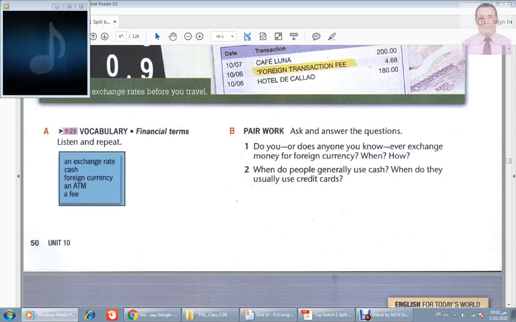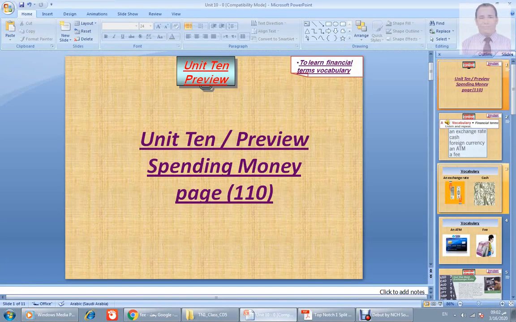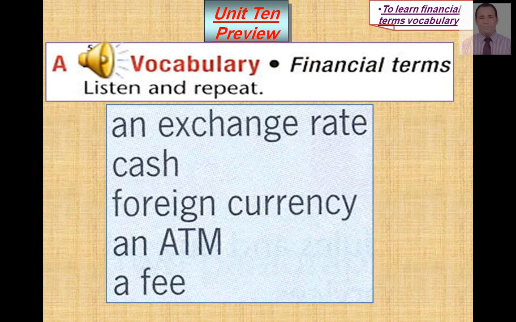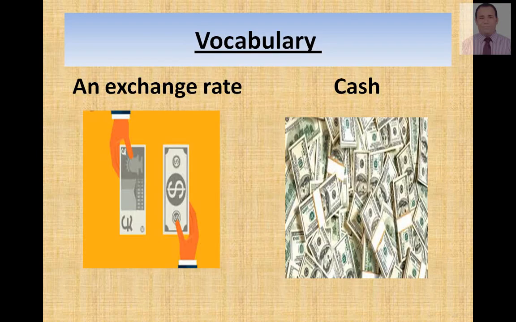Very good. Now let's go to our slides and know the meaning or the explanation of these words that we have. Okay. Here we have these words: an exchange rate, cash, foreign currency, and ATM, a fee. Here, an exchange rate. Look at this picture. What can you find here?